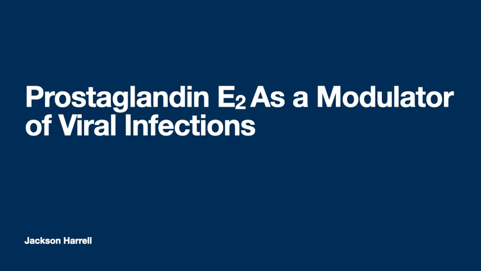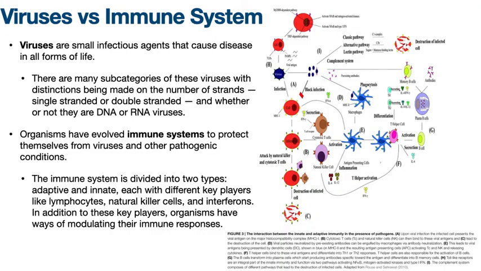So we're going to start with a quick recap of some important information just at a basic level to get us started. So we have the viruses versus the immune system. And viruses, as you probably all know, are small infectious agents that cause disease in all life forms. There are many subcategories of these viruses, with distinctions being made on the number of strands, whether it's single-stranded or double-stranded, and whether or not they are DNA or RNA viruses.